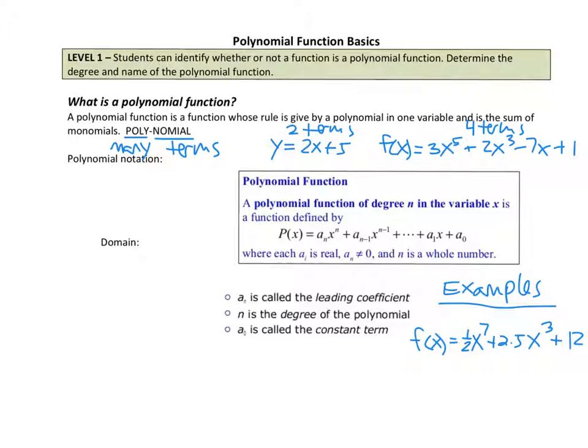So it can have as many terms as I want it to have, but the exponents have to be whole numbers, so no fractions, decimals, or negative numbers for the exponents. But again, the coefficients, the numbers in front, can be any types of numbers. And the domain for every polynomial will always be negative infinity to infinity. We can plug any number we want in for x in a polynomial function.